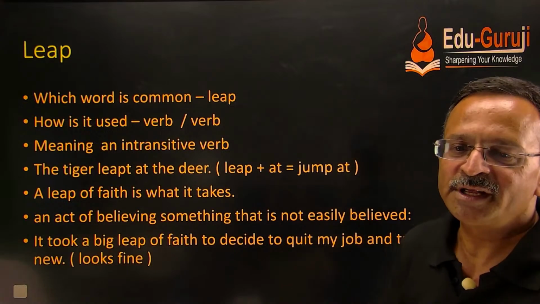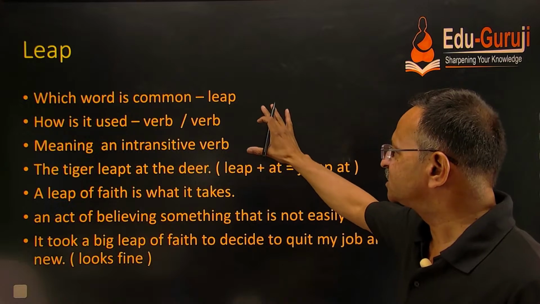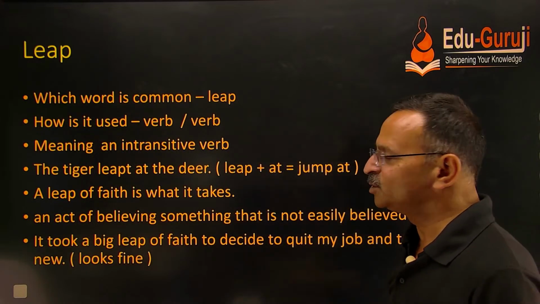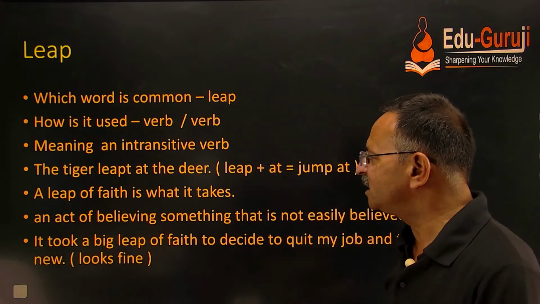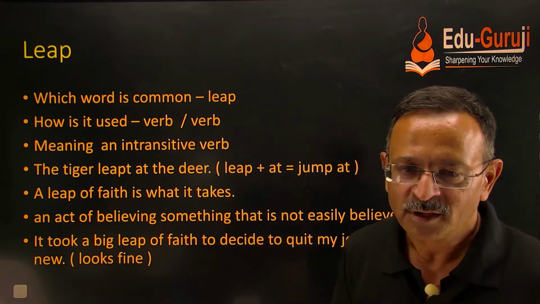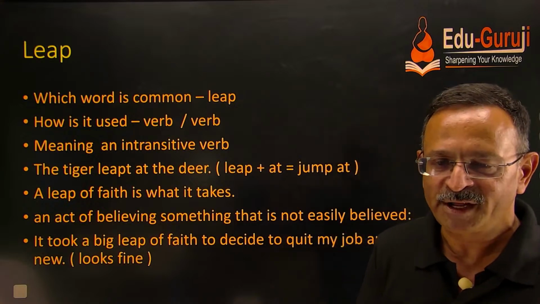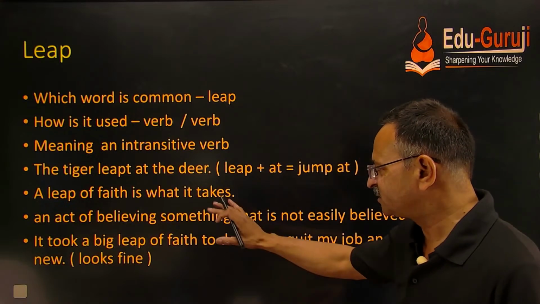So which word is common? Again, it is leap. How is it being used? It's used as a verb. In fact, it is an intransitive verb. It means that you do not have an object here, and this is visible also.